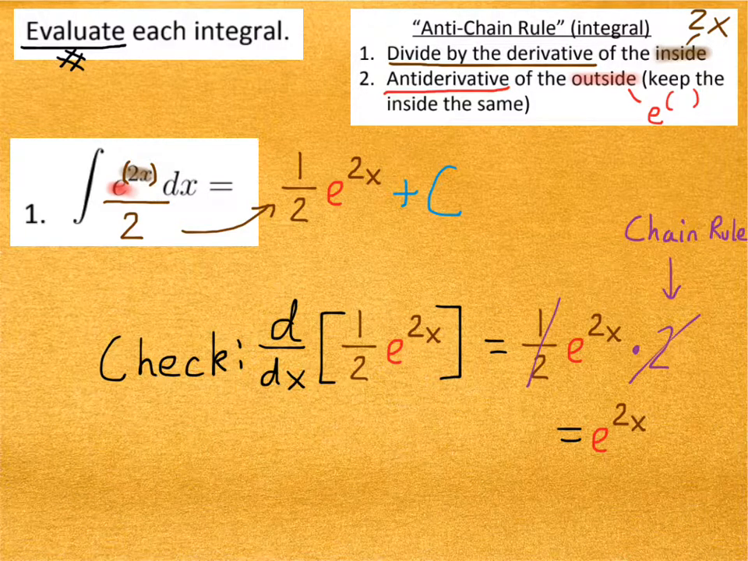So really another way to look at it is the 1/2 we stuck out front is what has to be there in order to cancel the 2 that's going to appear because of the chain rule if I were to take the derivative of that. Okay, so let's look at another example.